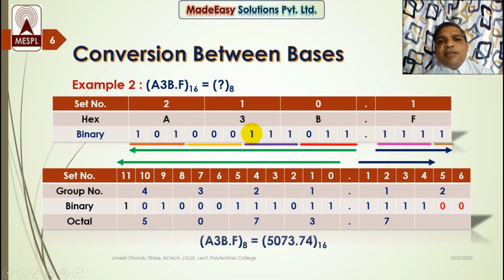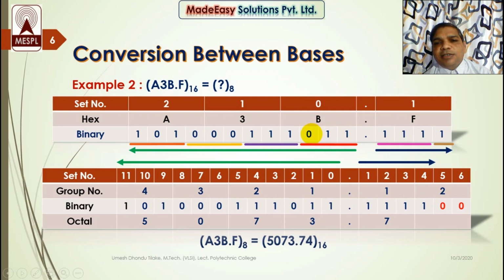Now consider this binary number and convert it into an octal number. So how to convert? Arrange this binary number in tabular form with set numbers and group numbers and create groups of 3 digits each, from LSD to MSD in the integer part and from MSD to LSD in the fractional part. So I have placed the given binary number into tabular form. See over here, set numbers, group numbers and the given binary number.